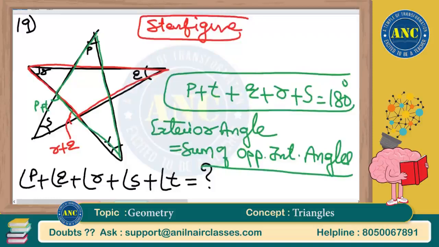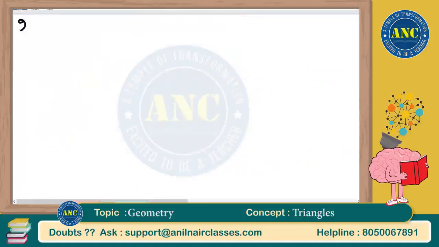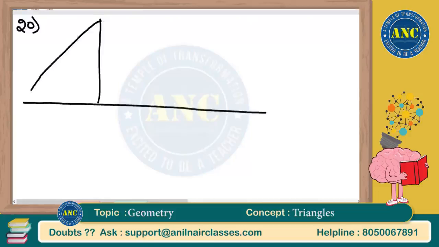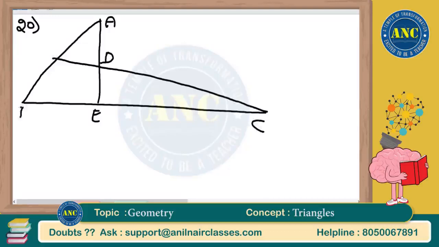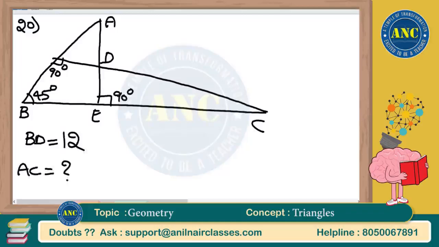20th question. There is a figure like this. This is A, this is E, this is C, this is D, this is B. This is 90 degrees, this is 90 degrees, this is 45 degrees, 45 degrees. If BD is 12 units, AC is equivalent to how much? Find AC.